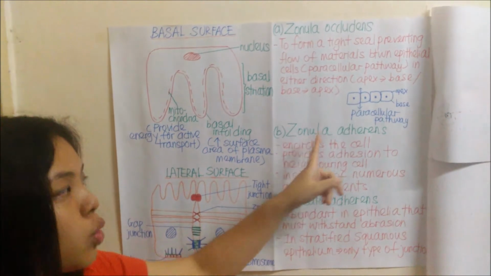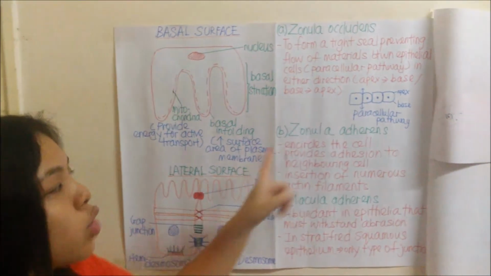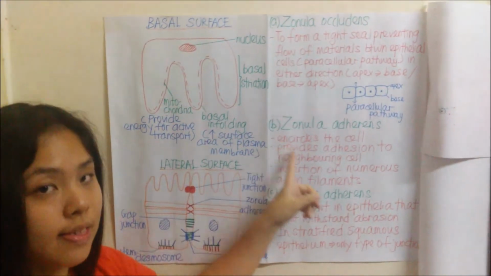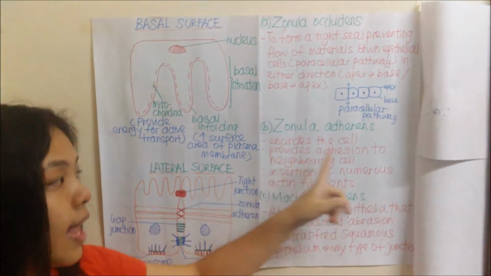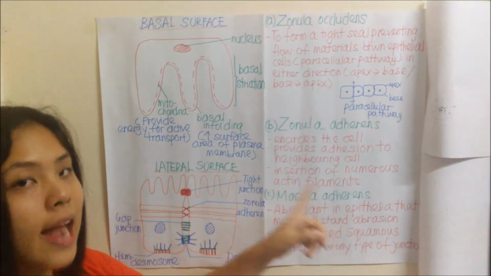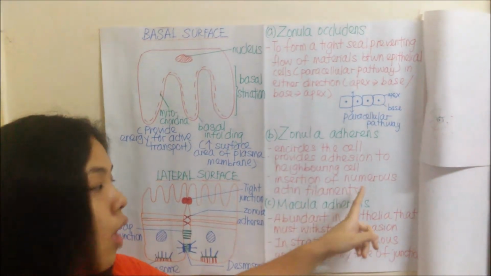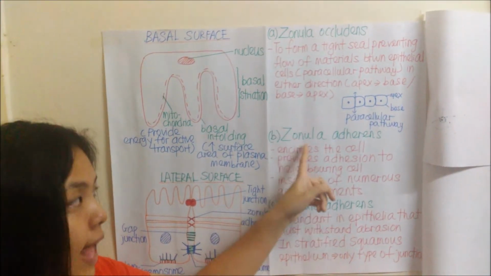Next is the zonula adherens. In the zonula adherens, the function is to encircle the cell and provide adhesion to the neighboring cells. The special feature is the insertion of numerous actin filaments on the dense plaques.